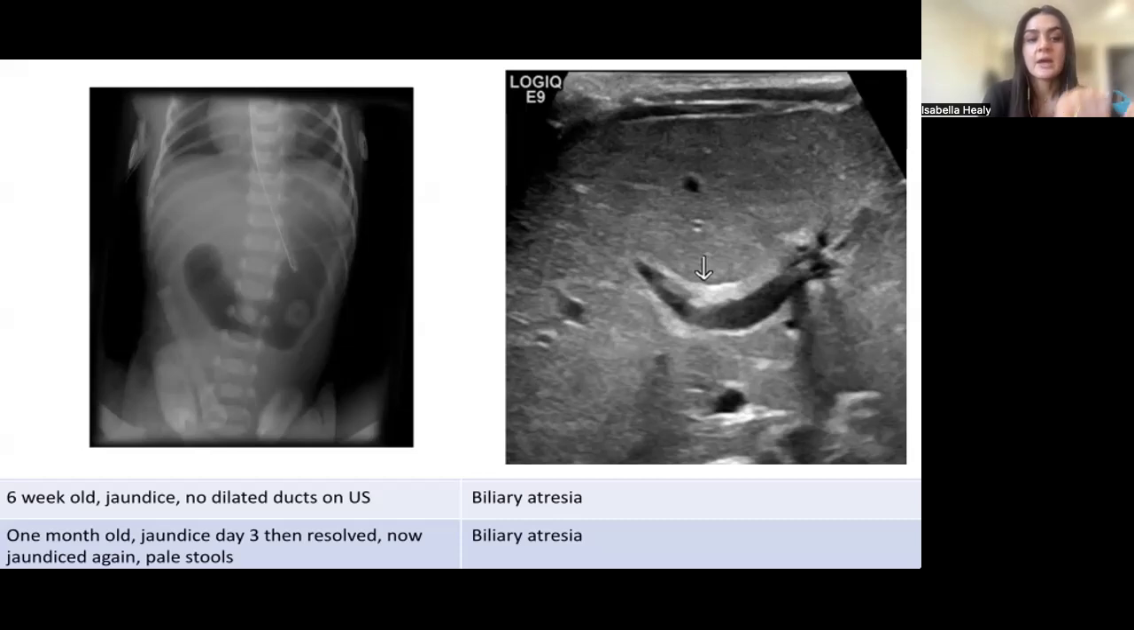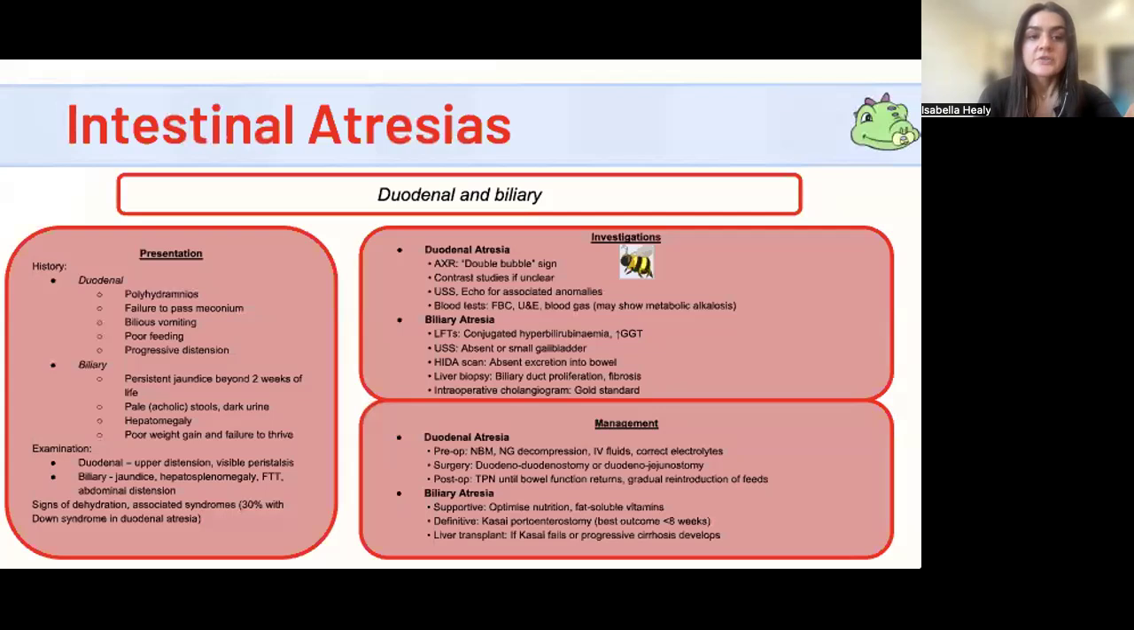The two stems down the bottom are things that have come up on exams of presentations. You can cover them in your own time, but bear in mind too, they can be chopped and changed year to year, so they're not viable. So duodenal and biliary is what we're going to be talking about.